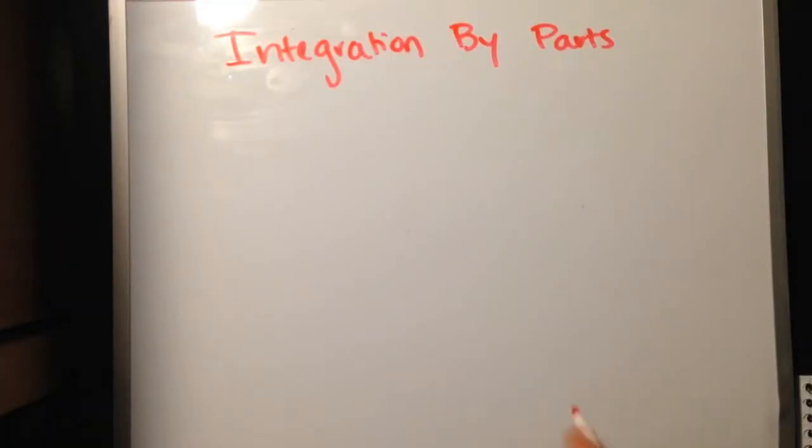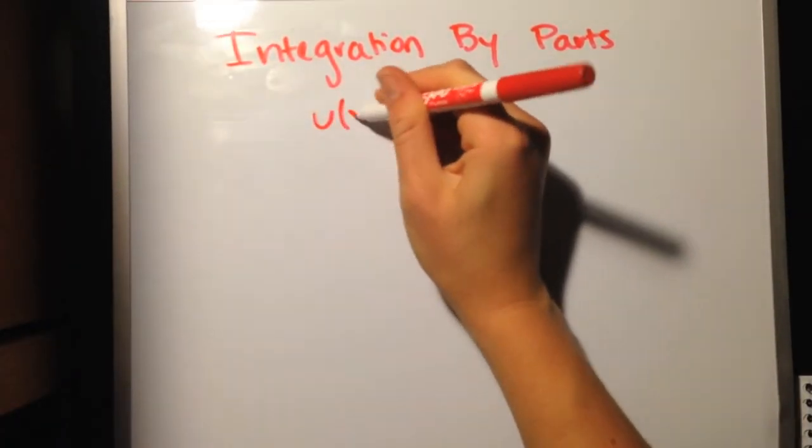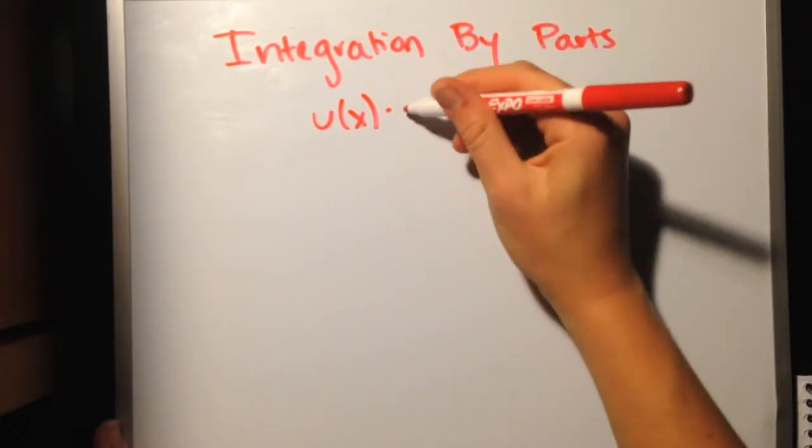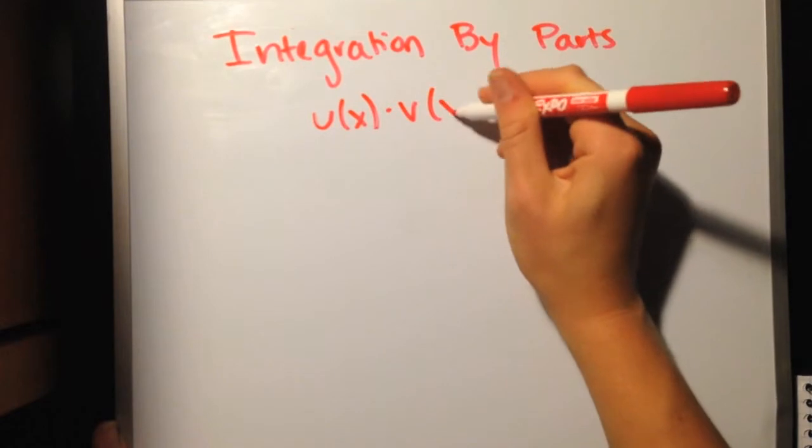So we use integration by parts when we have a product of two functions. Let our first function be represented by u of x and our second function be represented by v of x.